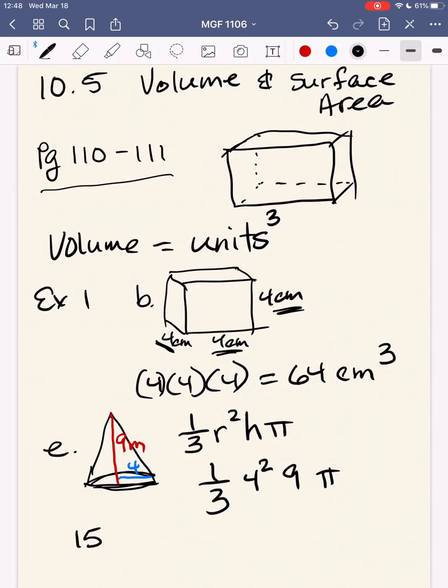I get 150.796, and I'm going to stop there. They didn't ask for any units, but I'm going to round it to a whole number. So we're looking at about 151 meters cubed, because this 7 is close enough that it becomes an 8, so I'm going to round it up to 151. All right, and that's a cone here. I'm going to do one more.